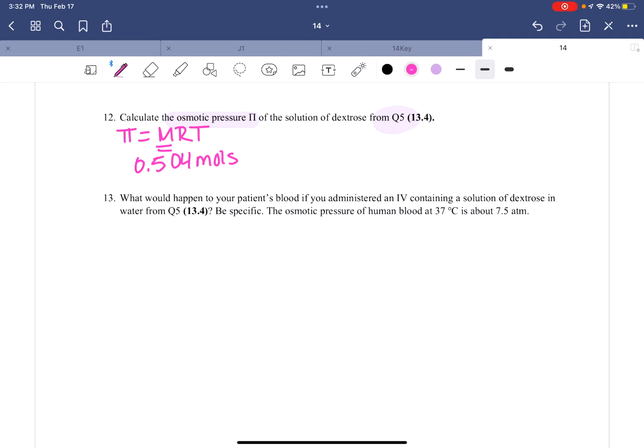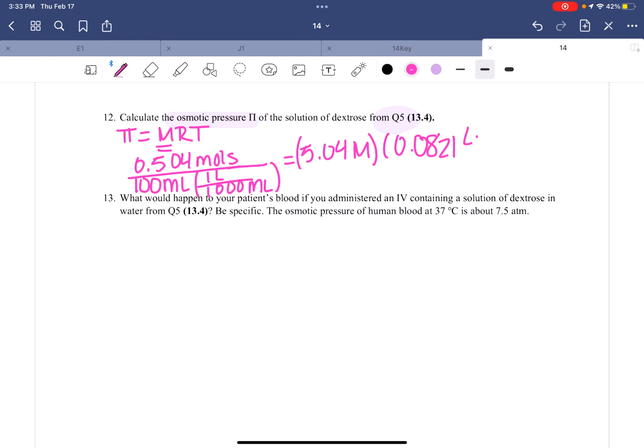So we have the moles, and now we need the volume, and it's given to us as 100 milliliters. So we're just going to use that same conversion, milliliters to liters here. So that's 1 liter over 1,000 milliliters. And if we plug all of that into our calculator, we get 5.04 molar as the concentration. So we're going to take that value, we're going to multiply it by the ideal gas constant again, which has those same funny units.